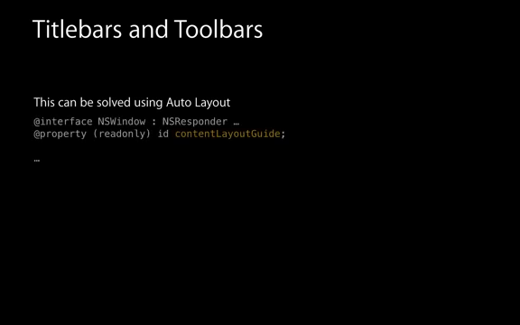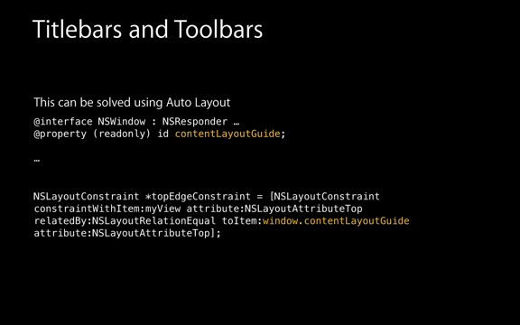So NSWindow offers a new property called contentLayoutGuide, and this returns an object that you can use in a layout constraint, just like you would use in NSView. The example here, I'm creating a constraint which binds the top of my view to the top of the window's content layout guide, and that means that the top coordinate of both our views is going to be at the same place in the window when auto layout lays them out.